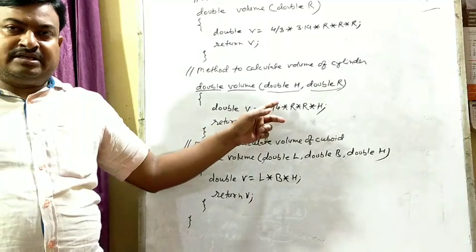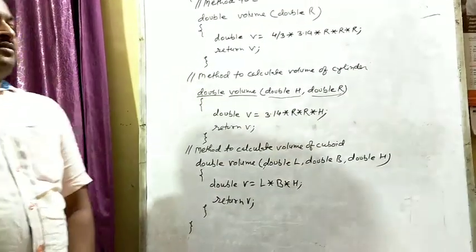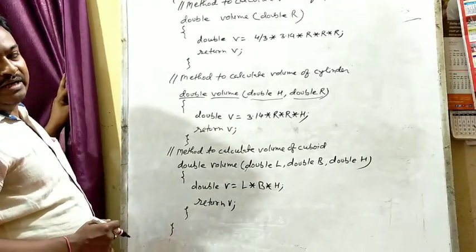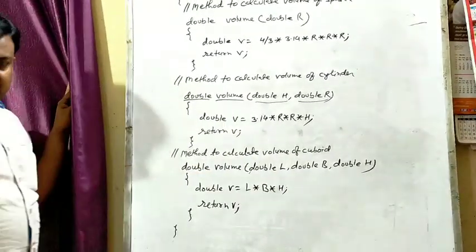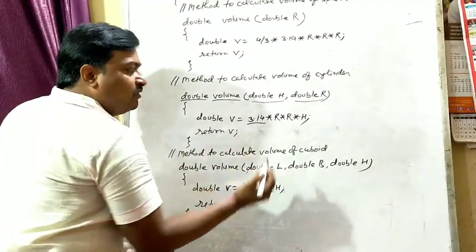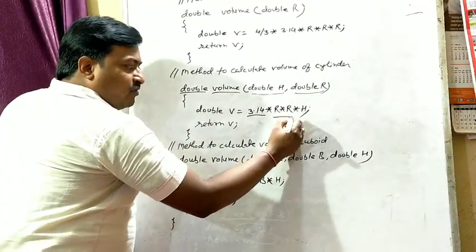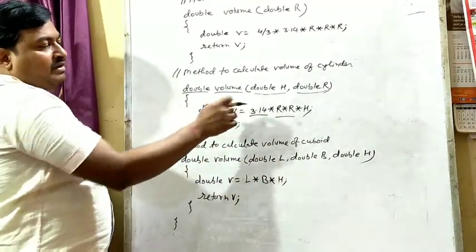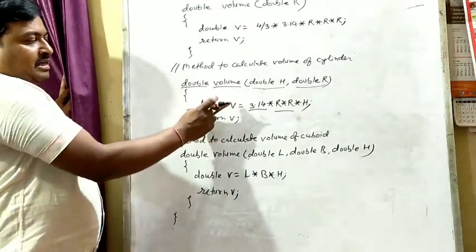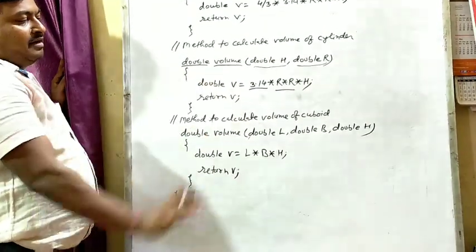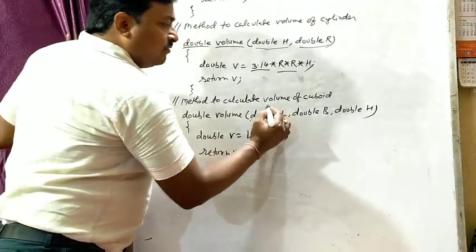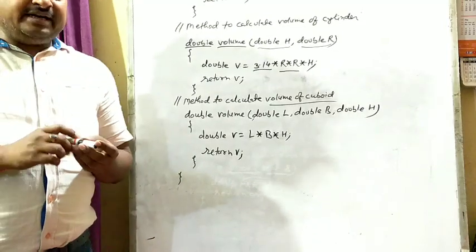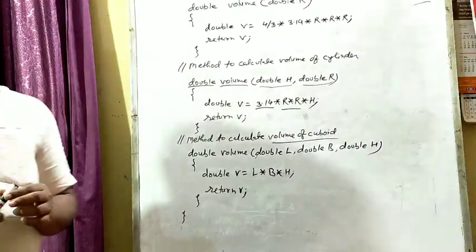H means the height of the cylinder and r is the radius of the cylinder. Okay, so we know the formula for calculating the volume of a cylinder is pi r square into h. So the value of pi is 3.14, r is the radius, pi into r square into h. So using this formula, we will calculate the volume of the cylinder, that is stored in a variable v, and we will return v. Third is the method to calculate the volume of a cuboid.